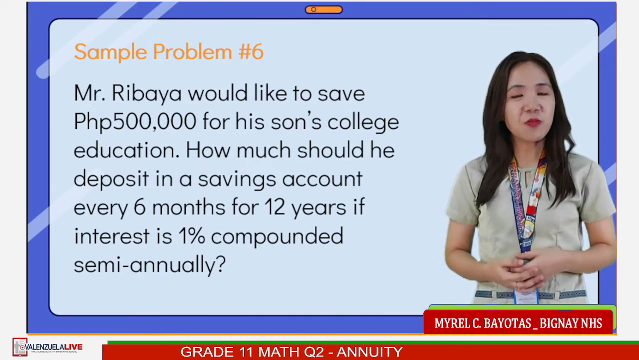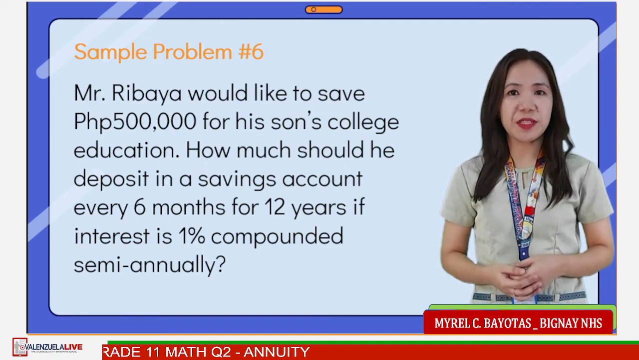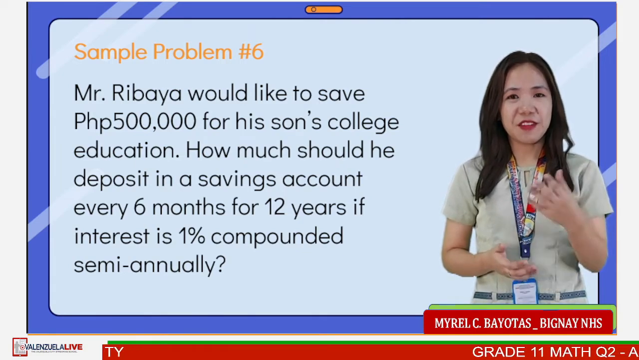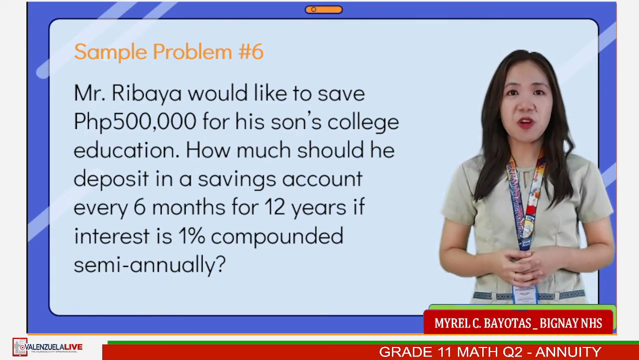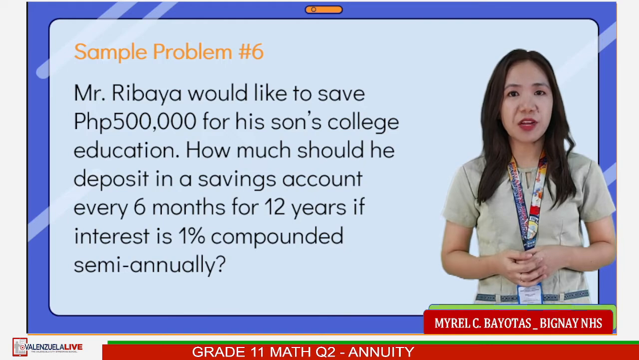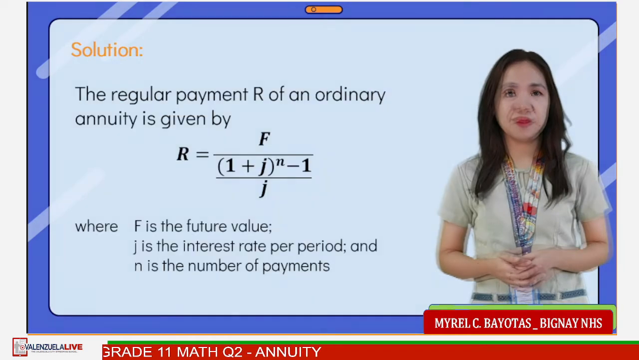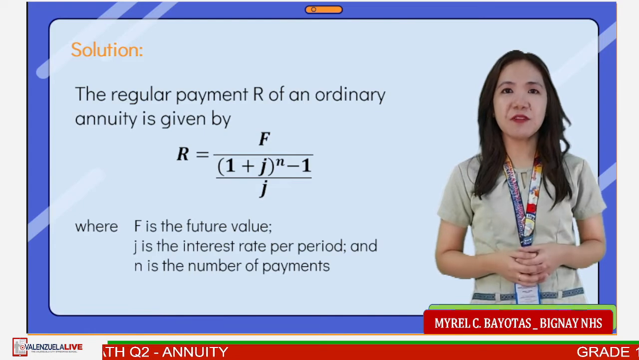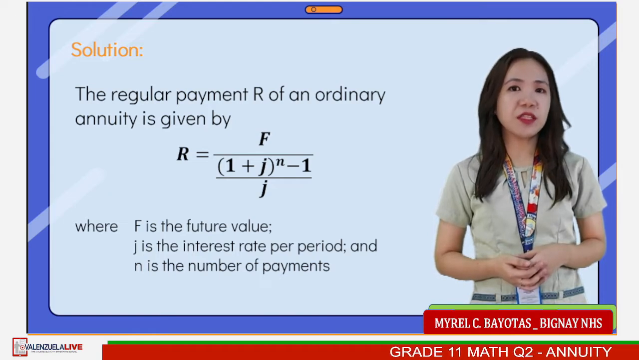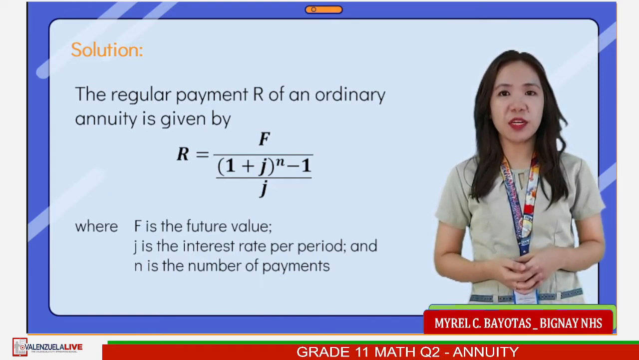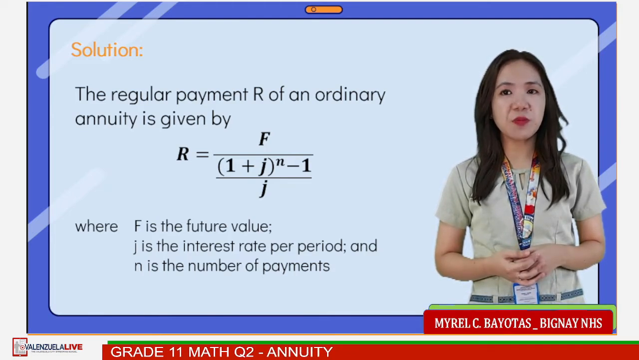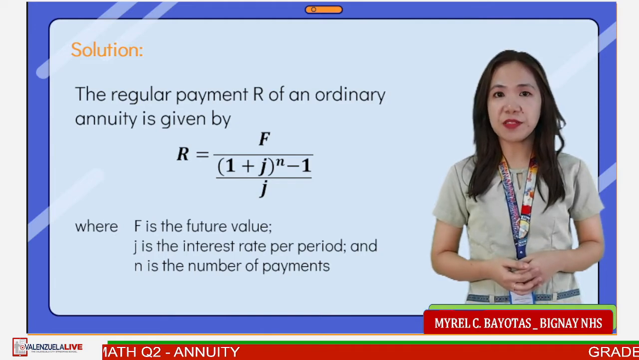Very good. For both problems, we are asked to solve for the regular payment, R. But what do you think is the difference between the two? Correct. Here, we are going to solve for R given the future value. Let's have a look at the formula for periodic or regular payment given the future value. The regular payment R of an ordinary annuity is given by R equals F over the quantity of (1 plus j) raised to n minus 1, all over j, where F is the future value, j is the interest rate per period, and n is the number of payments.